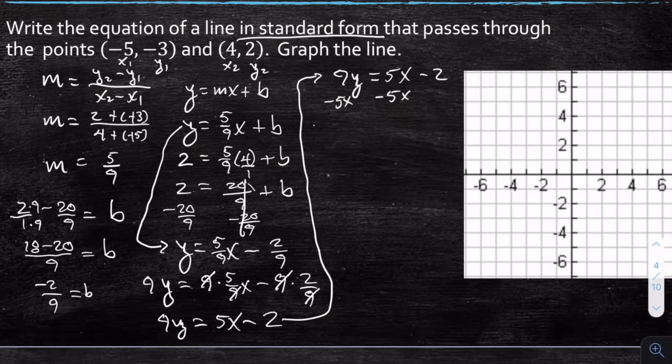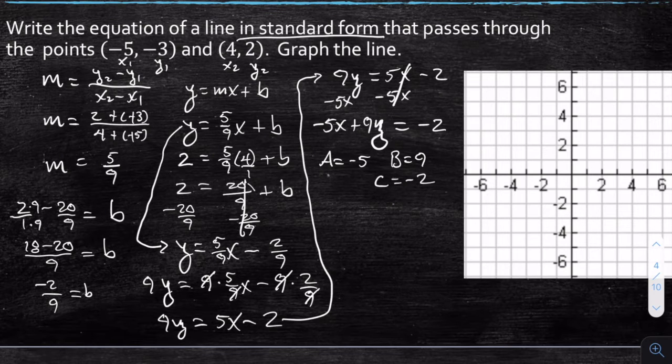And I get now negative 5x plus 9y. 5x minus 5x is 0, equals negative 2. I want you to see that this is a correct answer for this question because we can say that a is equal to negative 5, b is equal to 9, and c is equal to negative 2. And that's how we identify that this is in standard form. Those numbers are all integers.